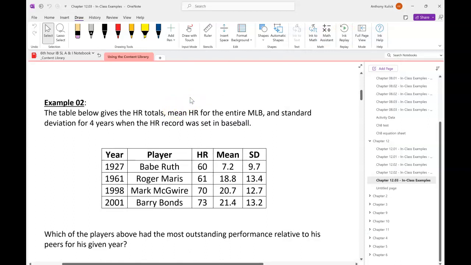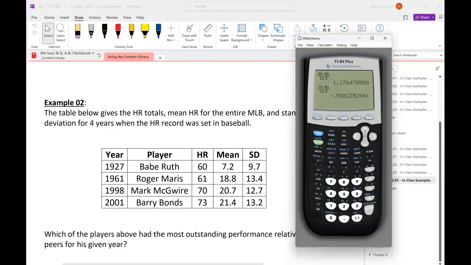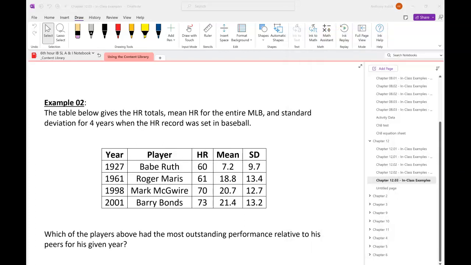Okay. The table below gives the home run totals, mean home runs for the entire Major League Baseball, and standard deviations for 4 years when the home run record was set in baseball. Which of the players had the most outstanding performance relative to his peers for the given year? So what does this sound like we should be doing? Yeah, I'd be making z-scores. How many z-scores are we going to compute here? 4.